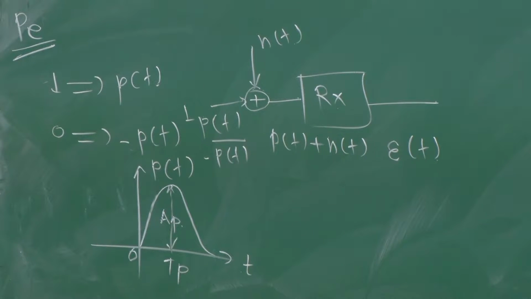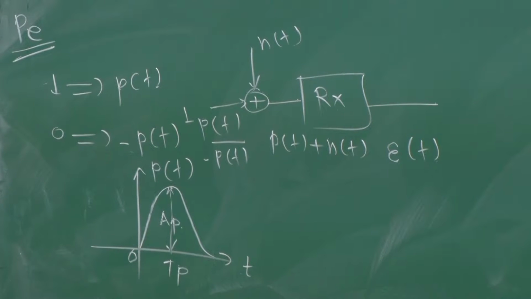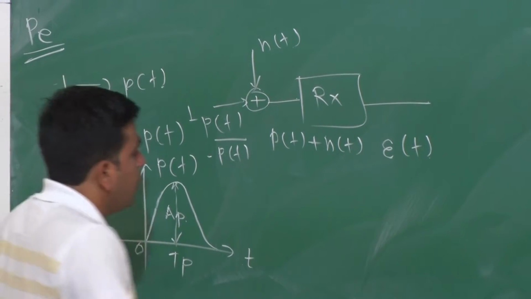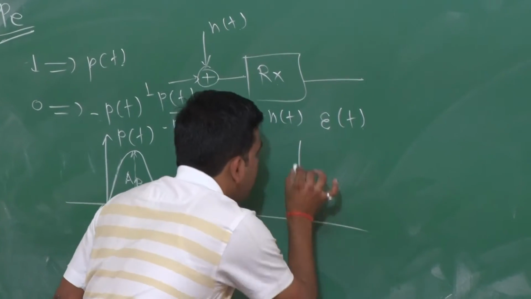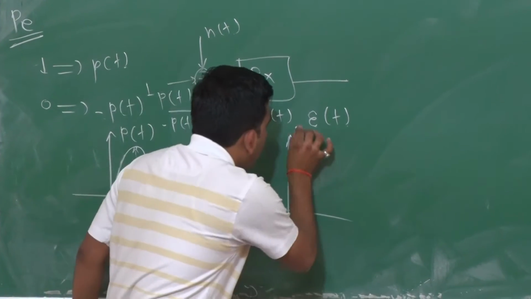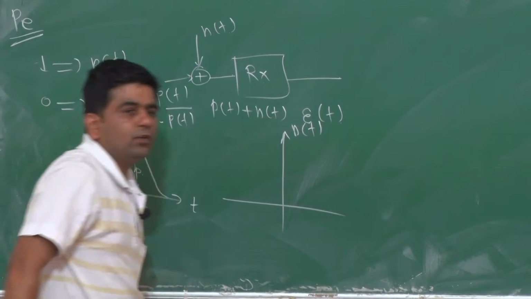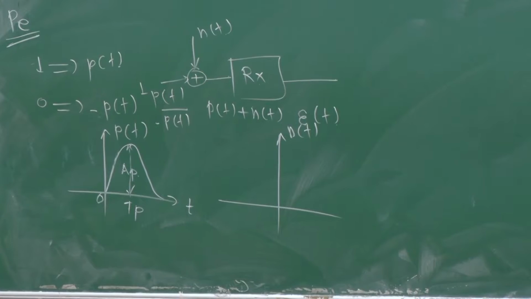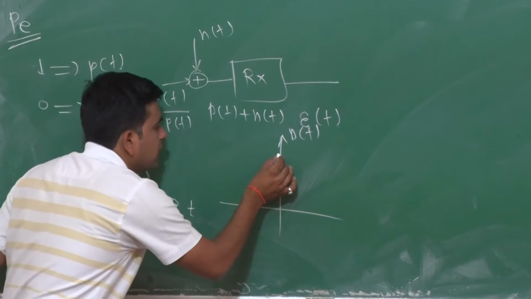So here we have to consider N of t as the channel noise. This is your channel noise, which can be represented by its PDF, the probability density function.